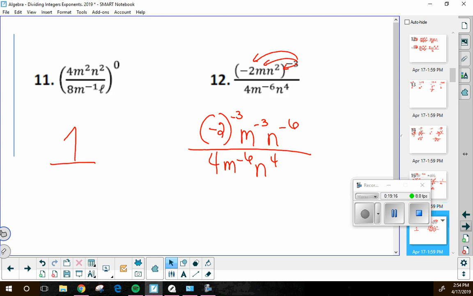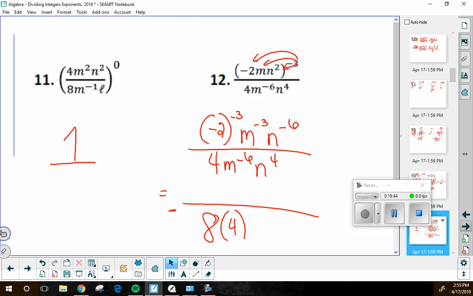Okay, where is that 2 going to end up going? It's going to go on the bottom, and it's going to be negative 2 to the 3rd power, right? So negative 2 times negative 2 times negative 2 is what? It's negative 8. So I know it's going to go on the bottom, so I'm just going to put it down here, and I'm not going to forget my negative. Now, I see that I have a 4 down here. I don't want to forget that.